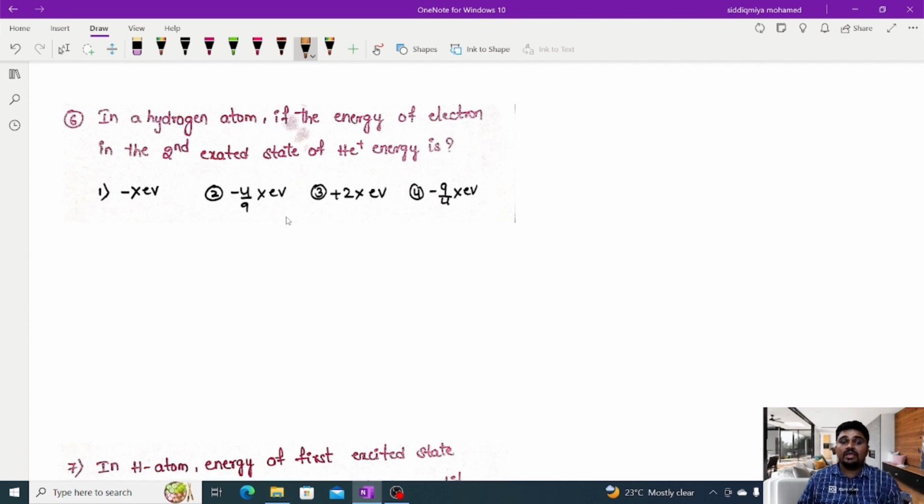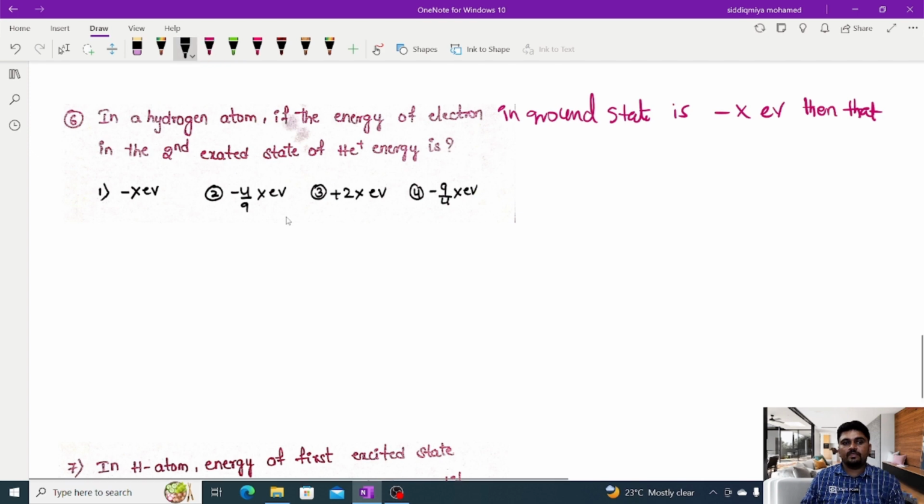The sixth one: in a hydrogen atom, if the energy of an electron in the ground state is minus x electron volt, then what is the energy of the electron in the second excited state of helium plus?